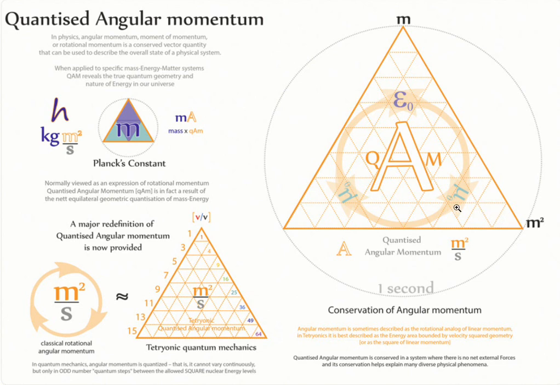So quantized angular momentum is conserved along with mass, energy and time. So obviously mass energy can't be destroyed or created. It's a property that exists at all time and is always conserved, as is the geometry of the mass energy.